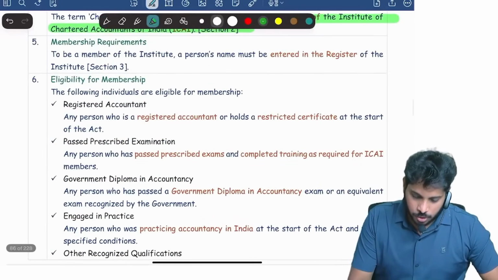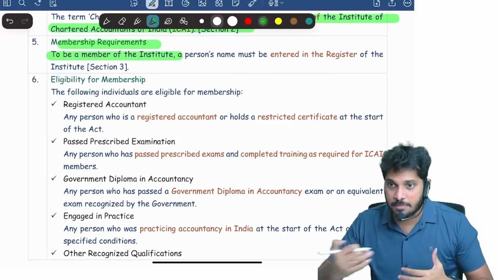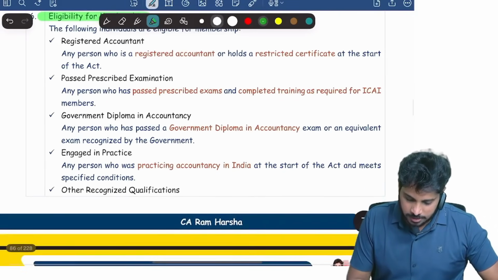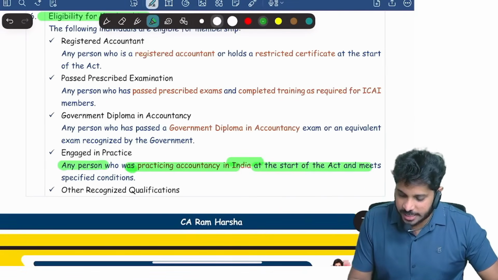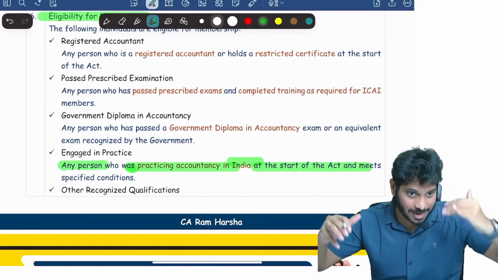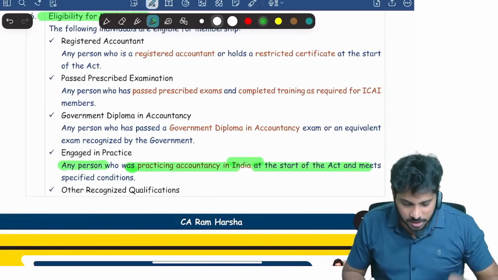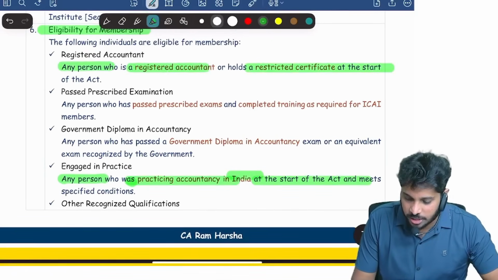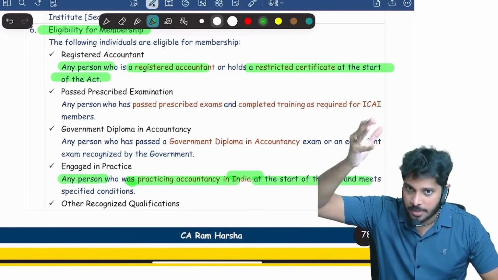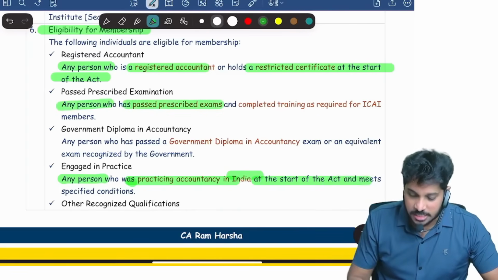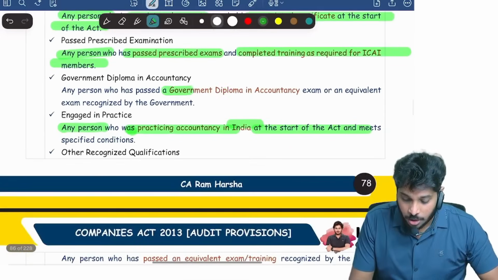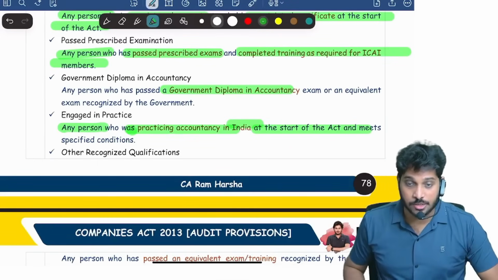Now who can become a member of the institute? The following people can become members. Any person who was practicing accountancy in India at the start of the act, when the CA Act 1949 was started, whoever was a practicing accountant at that time can register as a member of the institute. Or a person who was a registered accountant at the starting of the act, who was already registered as an accountant under the earlier act, can continue. And a person who passed the CA final examination and completed training as per ICAI can enroll. Or a person who passed a government diploma in accountancy can also become a member of the institute.